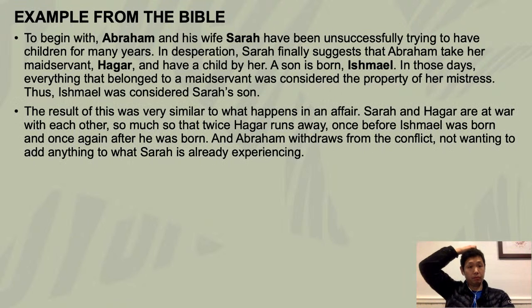The result of this was very similar to what happens in an affair. Sarah and Hagar are at war with each other, so much so that twice Hagar runs away, once before Ishmael was born and once again after he was born. And Abraham withdraws from the conflict, not wanting to add anything to what Sarah is already experiencing.